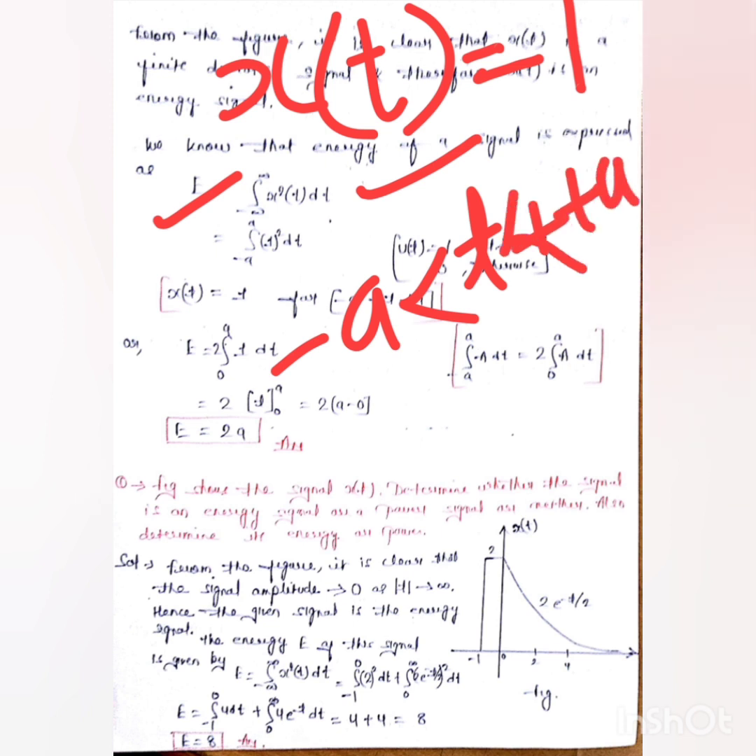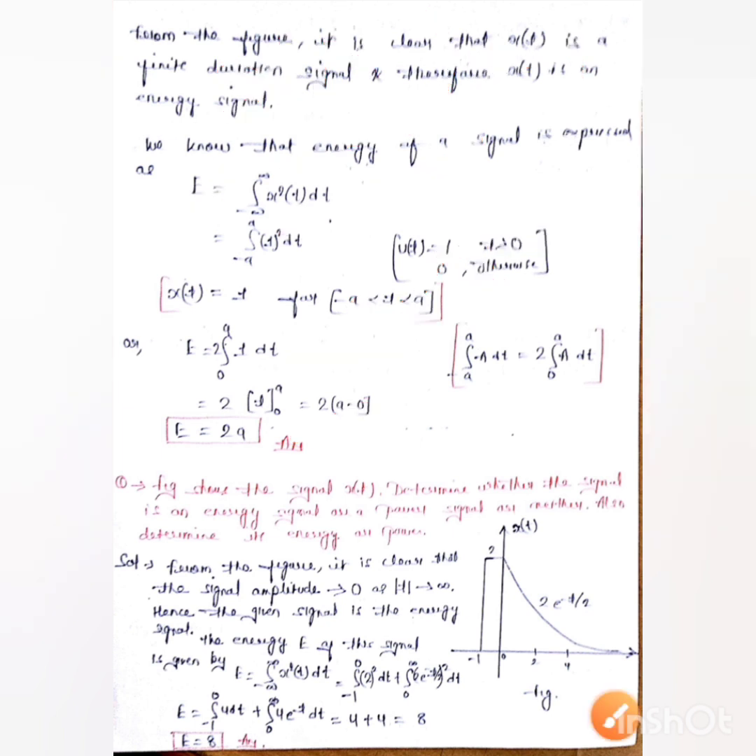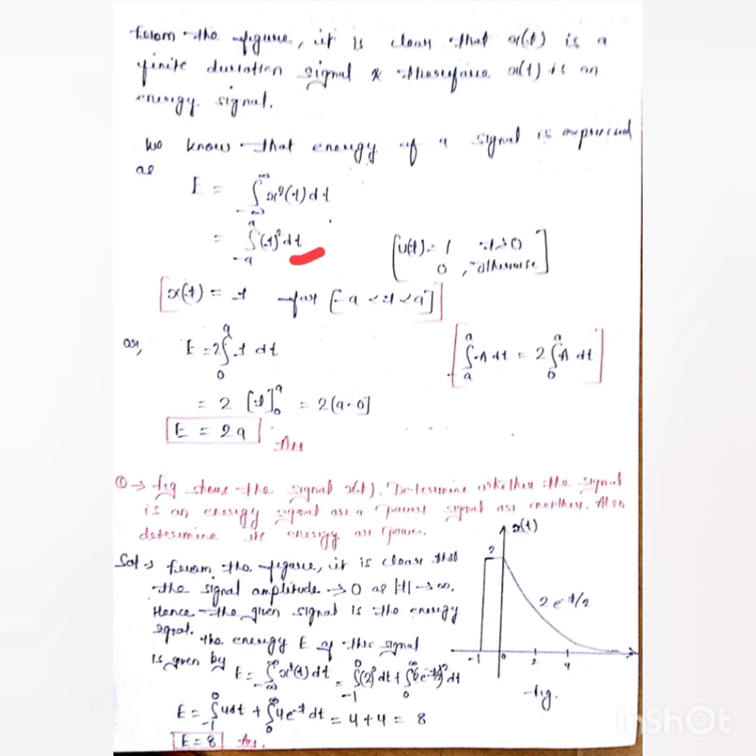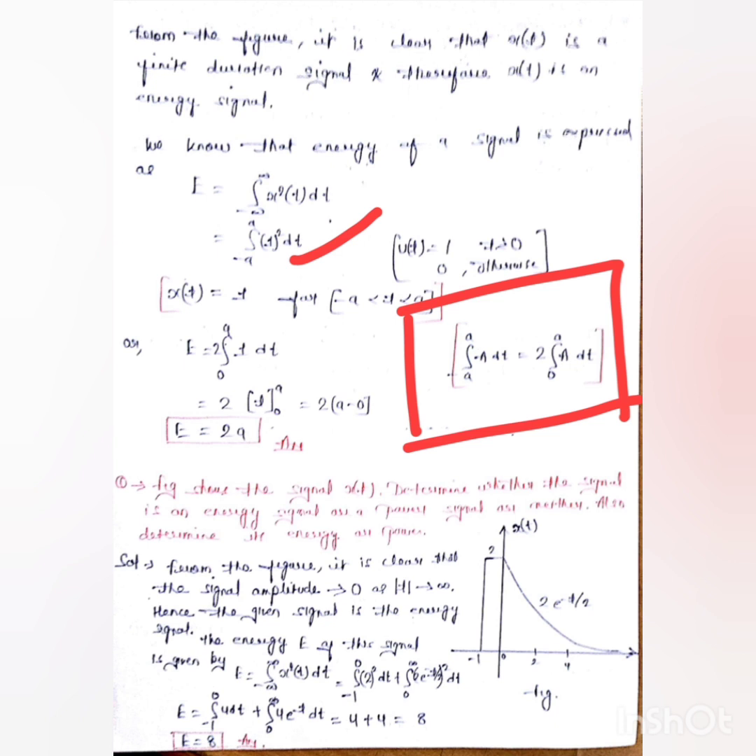This is the limit. So here, in place of x(t) we put 1, and the limit must be minus infinity to plus infinity, or minus a to plus a. So after putting this value, we have to use one integration concept.